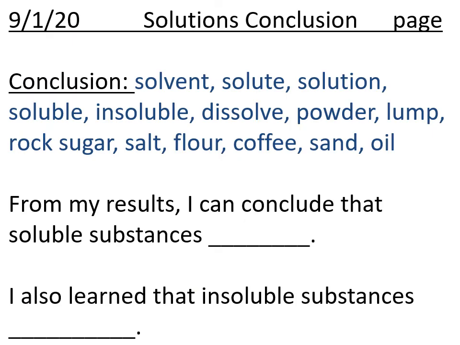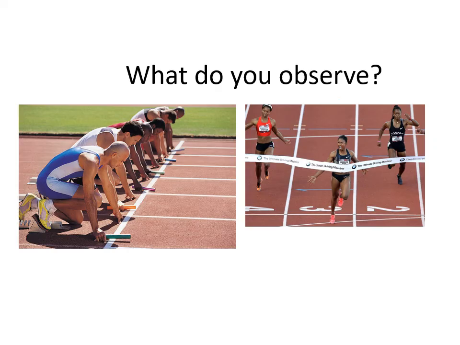So in our solutions conclusion, we use the words solvent, solute, solution, soluble, insoluble, dissolve, powder, lump, rock sugar, salt, flour, coffee, sand, and oil. So you wrote, "From my results, I can conclude that soluble substances..." and "I also learned that insoluble substances..." Look at your notebook for more information.